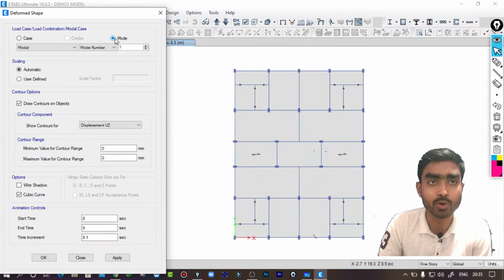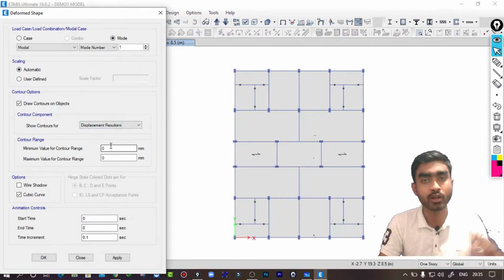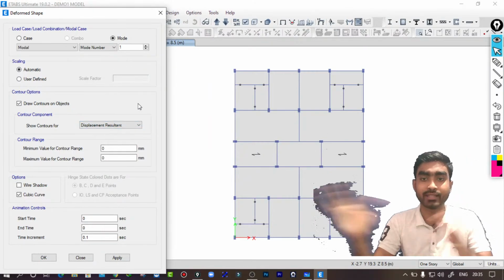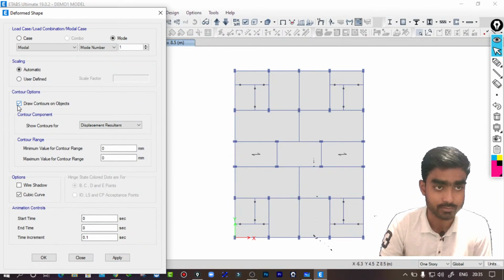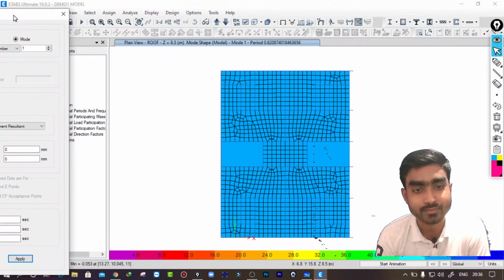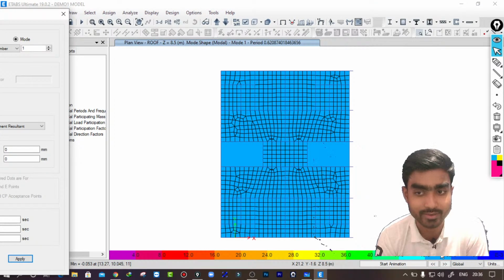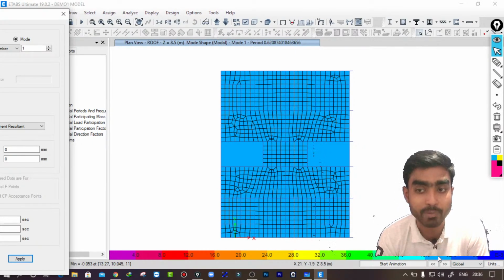and you click on mode 1, and take this displacement resultant. It will show you the contour: if there is any displacement in x, y, and z, it will combine them and show you the cumulative contour here. And check this one, draw contours on objects, click apply. Now what you are seeing here, the blue color says the displacements are in this range. The range is something like 44 to 48, or 48 to 52 mm.